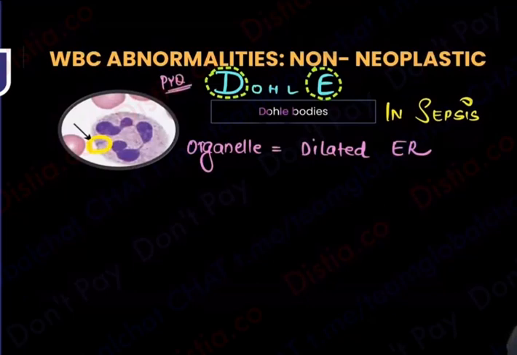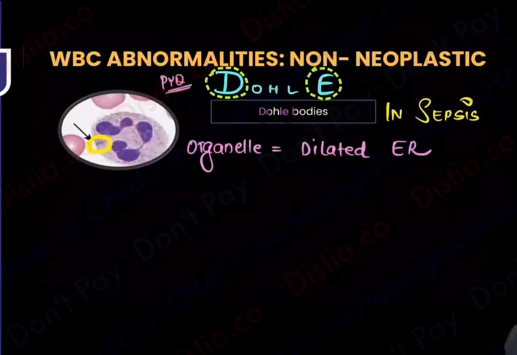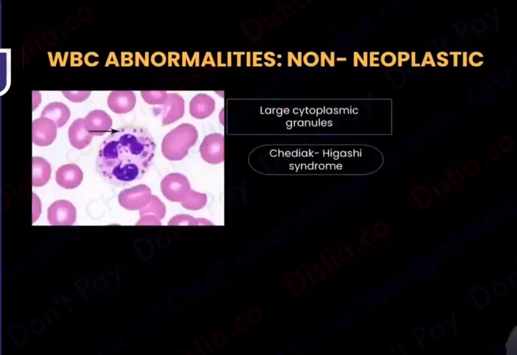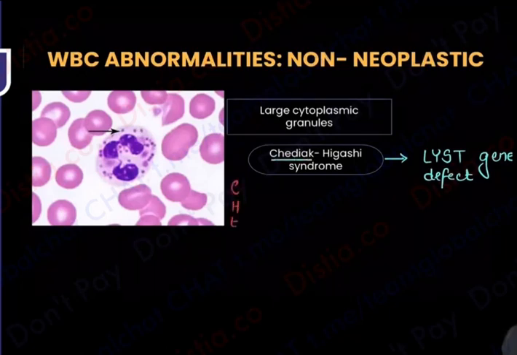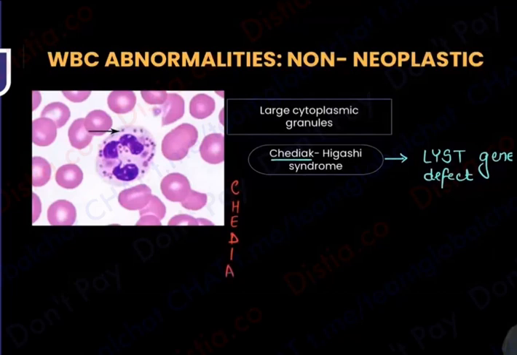Dilated endoplasmic reticulum. So yes, having done with the Dohle bodies, now let's move on to something that you've already studied way back in your inflammation chapter. Do you remember we studied a disease called Chediak-Higashi disease? Do you remember what was the problem in it? Chediak-Higashi disease was a lysosomal problem. It was a LYST gene defect. And over there, I had given you a quick mnemonic about what all Chediak-Higashi has, which we will quickly revise in less than 1 minute.